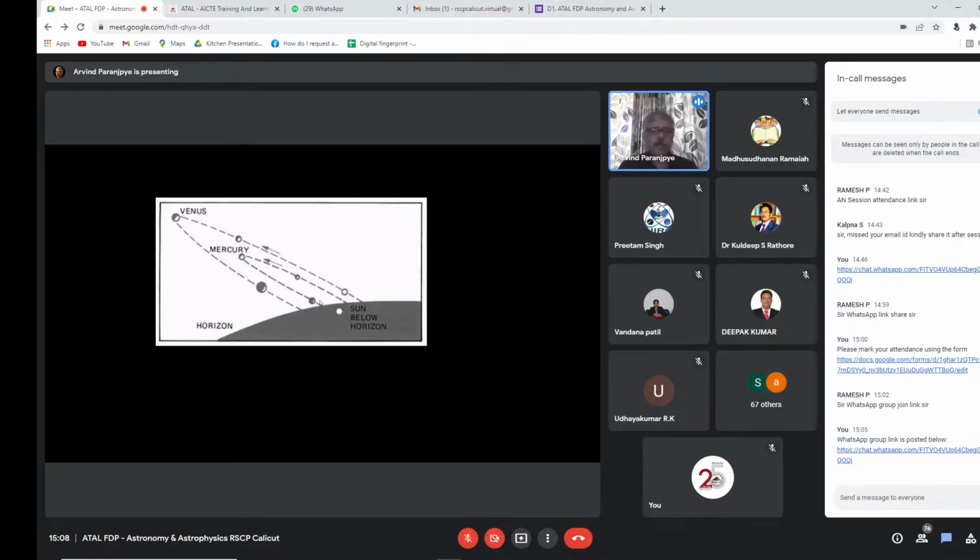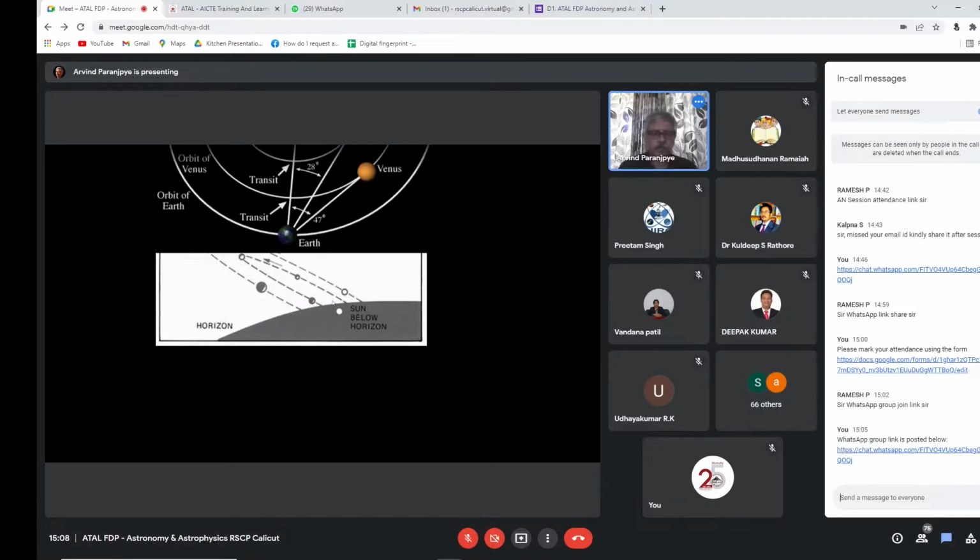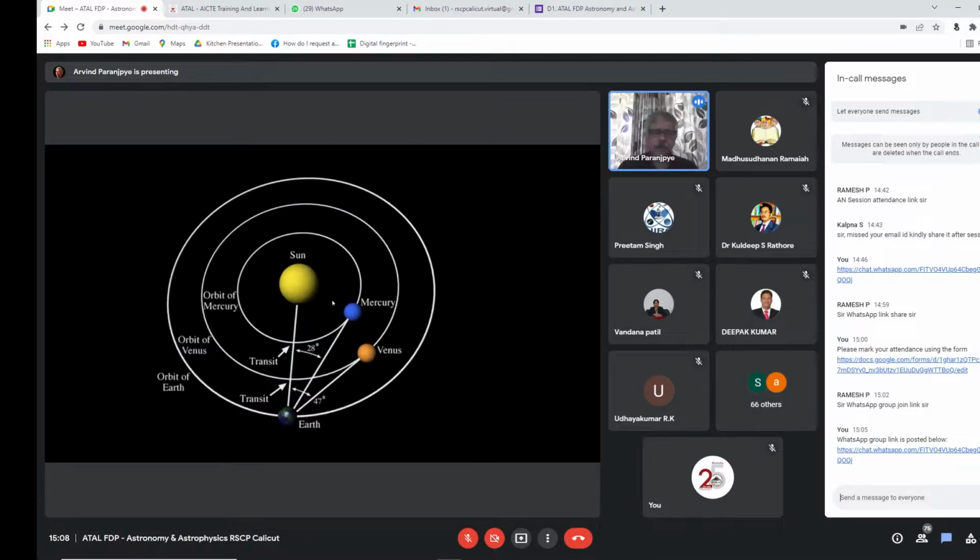So often I give this particular example to my students, that this is how you can visualize Venus and Mercury orbiting the Sun. Because they are close to the Sun, while Mars, Jupiter and Saturn orbit beyond the orbit of Earth. Okay, how much is their angular separation?